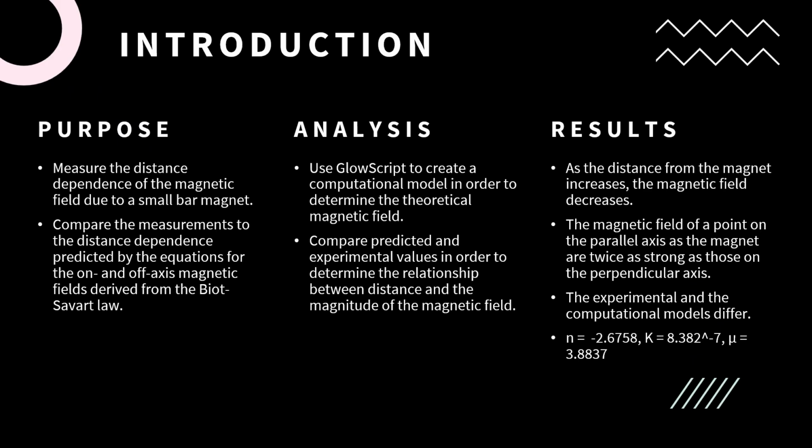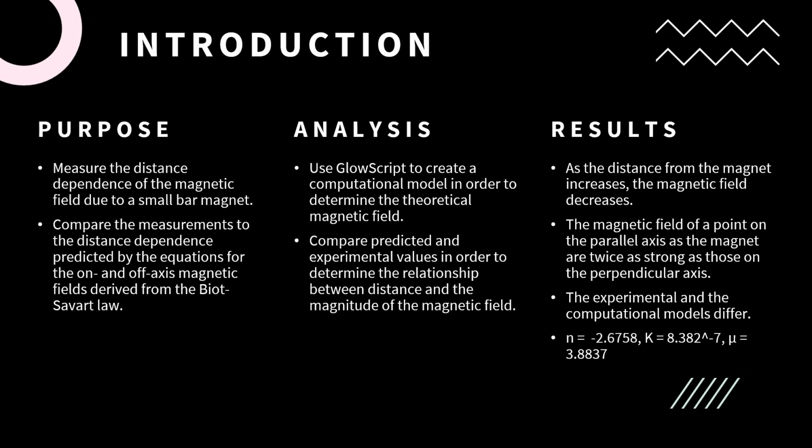The purpose of this lab is to measure the distance dependence of the magnetic field due to a small bar magnet and compare the measurements of the distance dependence predicted by the equations for the on and off axis magnetic fields derived from the Biot-Savart law. This was done using GlowScript to create a computational model in order to determine the theoretical magnetic field. By this, we are going to compare these computational values and the experimental values in order to determine the relationship between distance and the magnitude of the magnetic field.